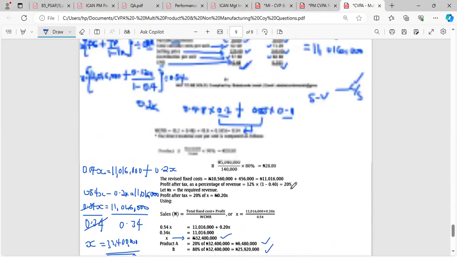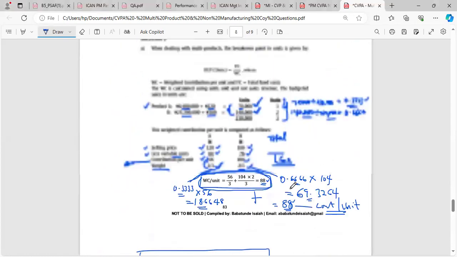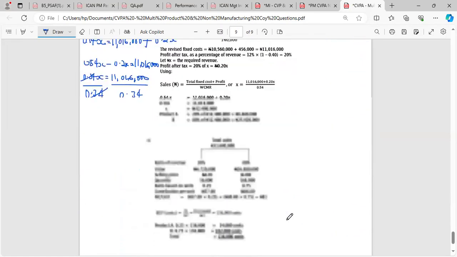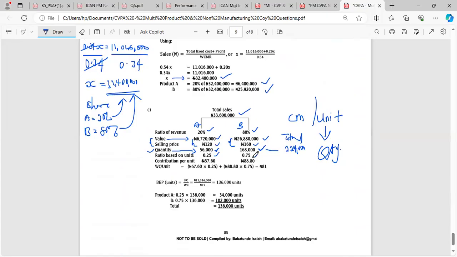Let me show you something that we did that time. You will remember. This is it, units. Remember, we had gotten units. So the way we did it, 70 divided by 210. We added these to get 210. Then 140 divided by 210. That's what we want to do now, because we're trying to work with contribution per unit. That is why I'm adding these two units. I work back from total to units to get 224. So 56 divided by 224.